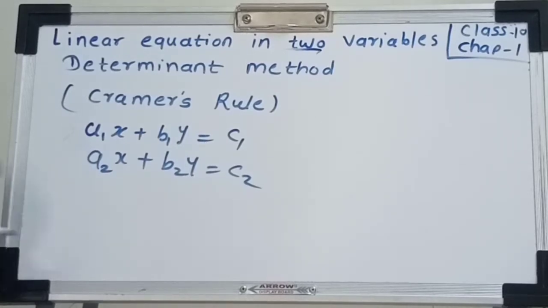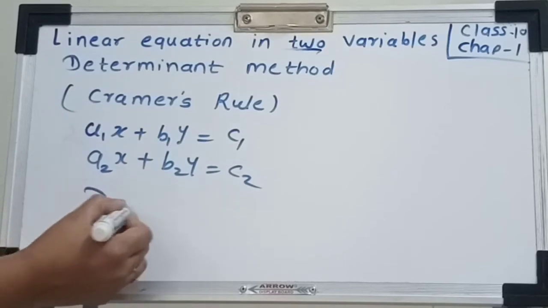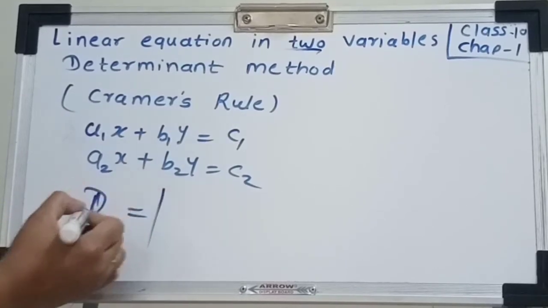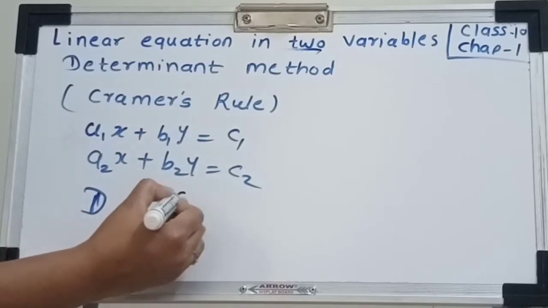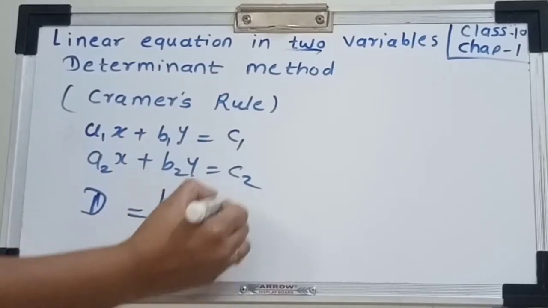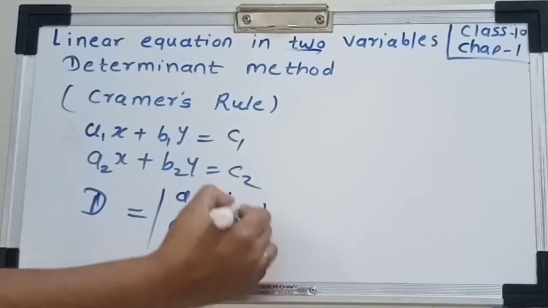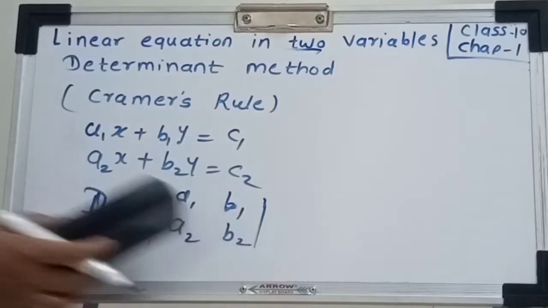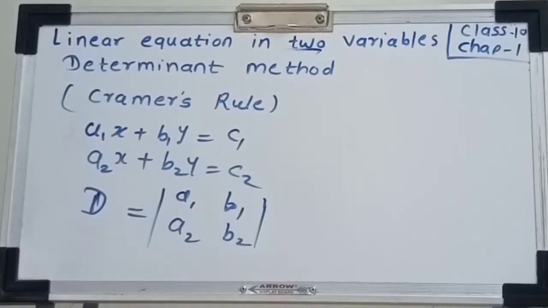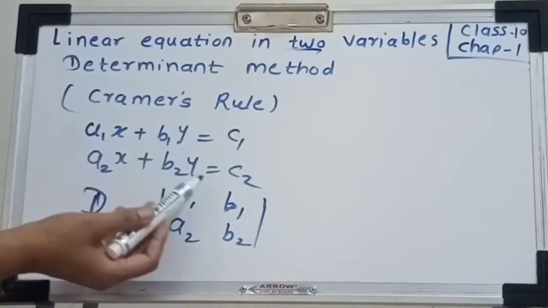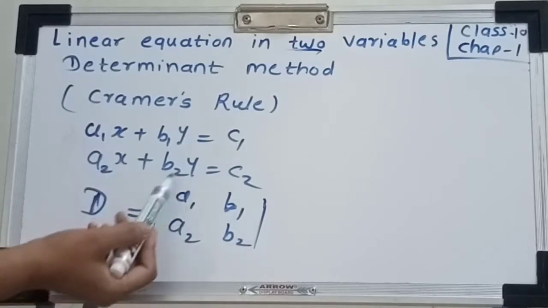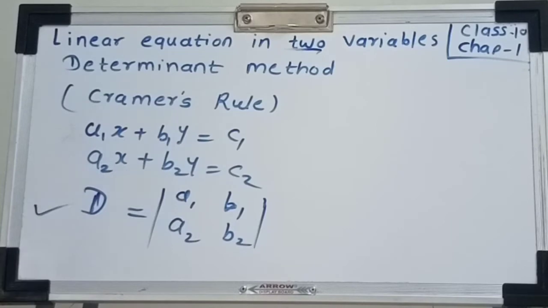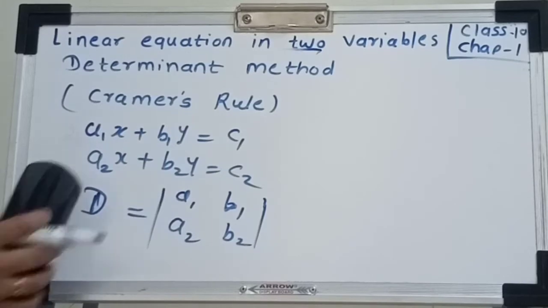What is a determinant? Suppose we denote the determinant by capital letter D, and write the coefficients a1, a2, b1, b2. Now, how to solve it? Solve it by cross multiplication. Here we write the coefficients of x and y. The coefficient of x is a1 and the coefficient of y is b1, with x a2 and with y b2. This is called the determinant. By solving it we find the determinant of these linear equations.